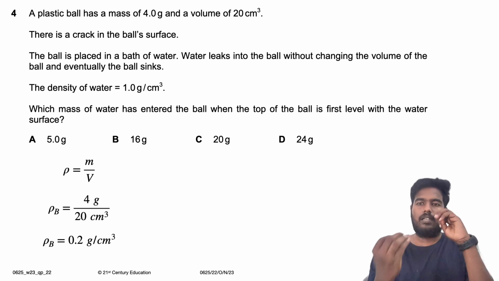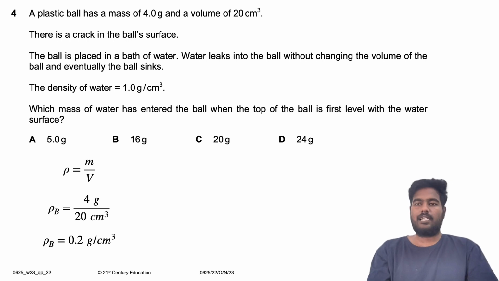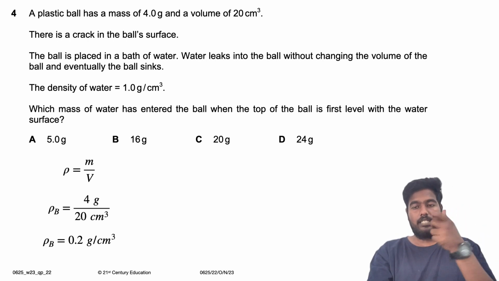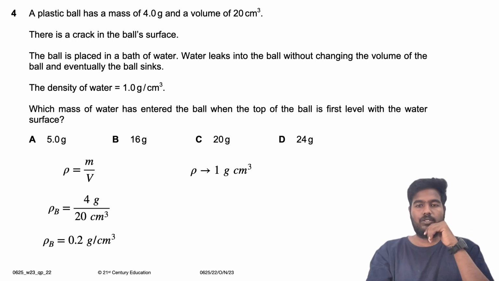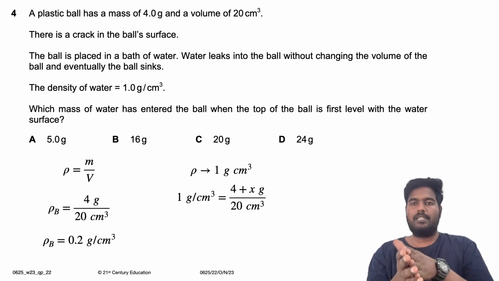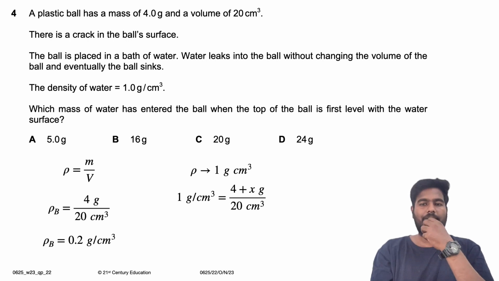Now, if the water gets in, the density will increase, because density is directly proportional to mass, since density is mass by volume. Now, the question is what mass of water has entered so that the ball sinks. The density of the ball has to become 1 gram per centimeter cube. Same volume, only the mass is increasing. So what formula do we have to use? Density is the mass of the ball plus some x, where x is the mass of the water that enters, divided by the volume. This must equal 1 gram per centimeter cube.